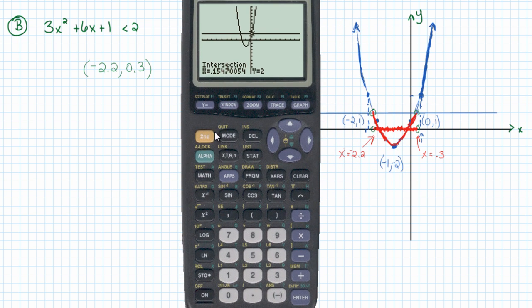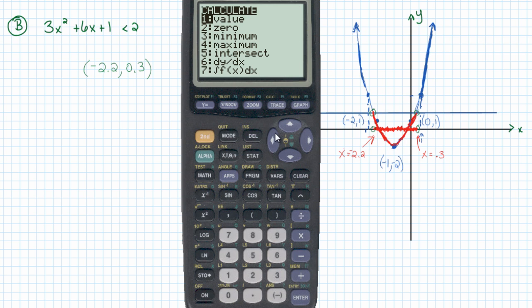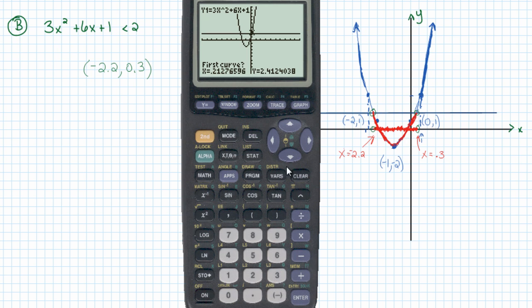And then we'll do the leftmost point here. Okay, yeah, that's the first curve. That's the second curve. And let's guess. Let's get really close to the point that we want. And this tells me it's going to occur at negative 2.15. That's actually a pretty good guess. We've rounded to the nearest tenth. How's that? So that's not too bad.